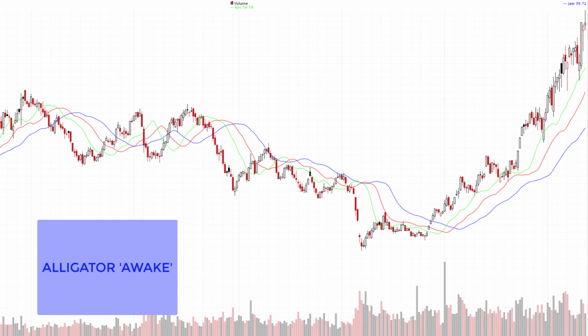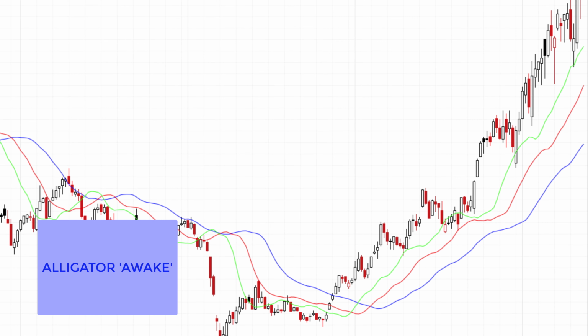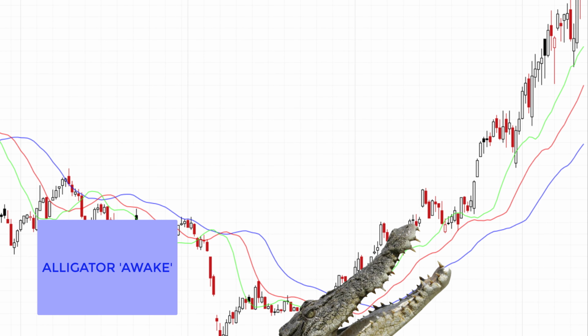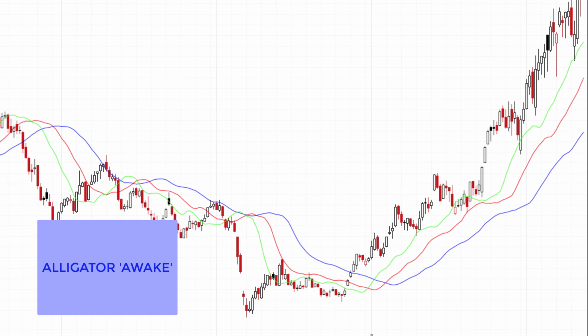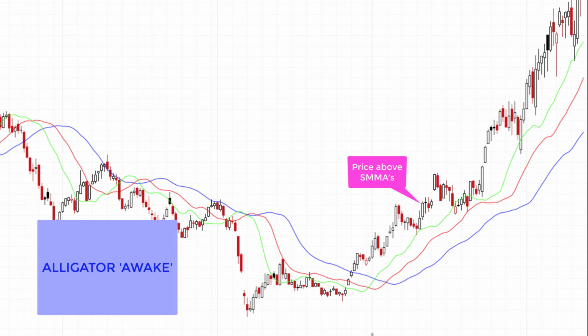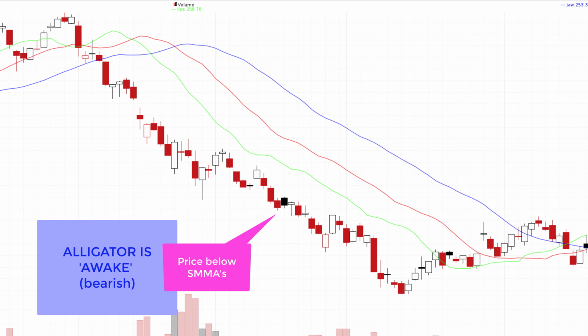If the alligator is awake, the mouth is open and the beast is hungry. So the different averages are in perfect sequence, representing the open jaw of the alligator. If the jaw, teeth and lips are far away from each other, the trend is considered strong. The trend is clearly positive if price is above the averages and all three moving averages are rising with the jaw at the bottom, the teeth in the middle and the lips at the top. And we refer to a convincing negative trend if price is below all the averages and the averages themselves are descending with the jaw at the top, the teeth in the middle and the lips at the bottom.